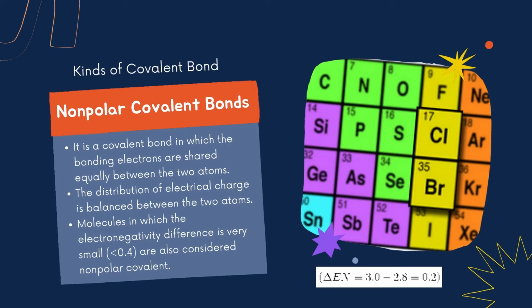Also note that molecules in which the electronegativity difference is very small, less than 0.4, are also considered non-polar covalent. An example would be a bond between chlorine and bromine. We have a value of 0.2 as their difference in electronegativity. Since 0.2 is less than 0.4, it is a non-polar covalent bond.